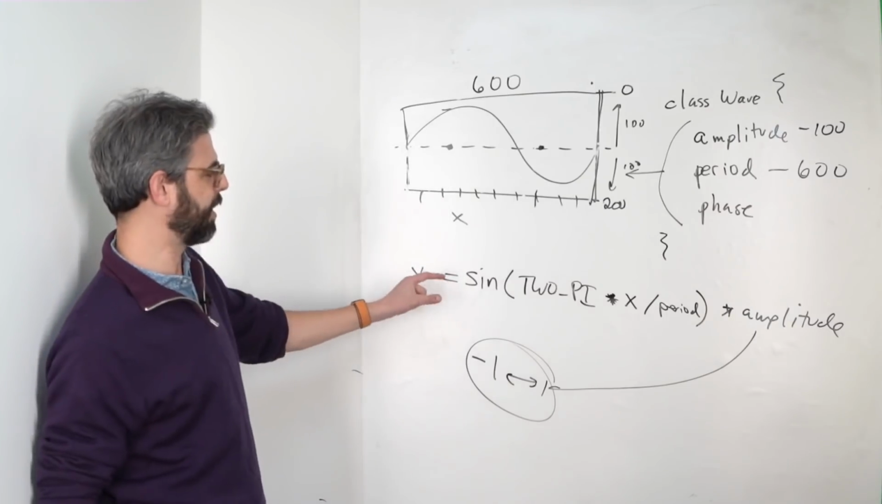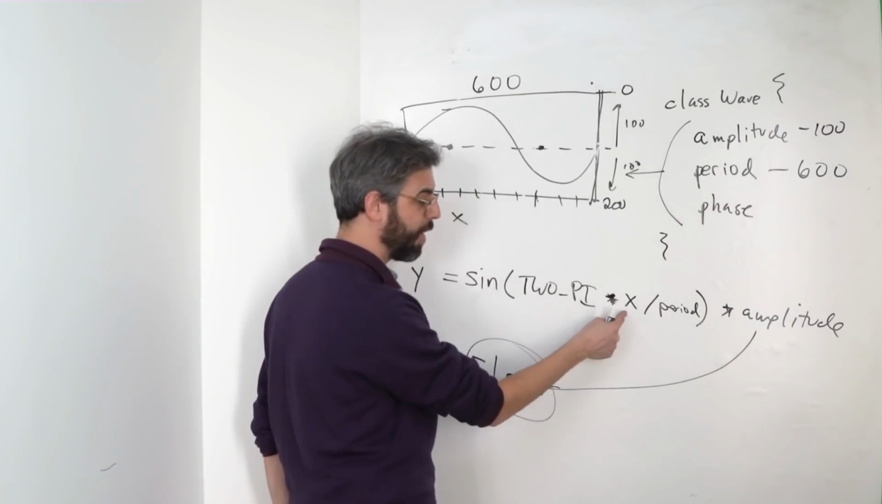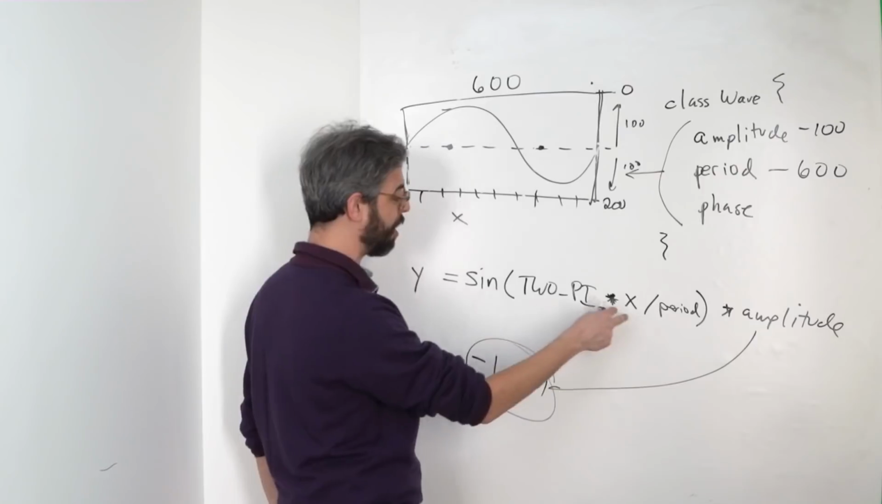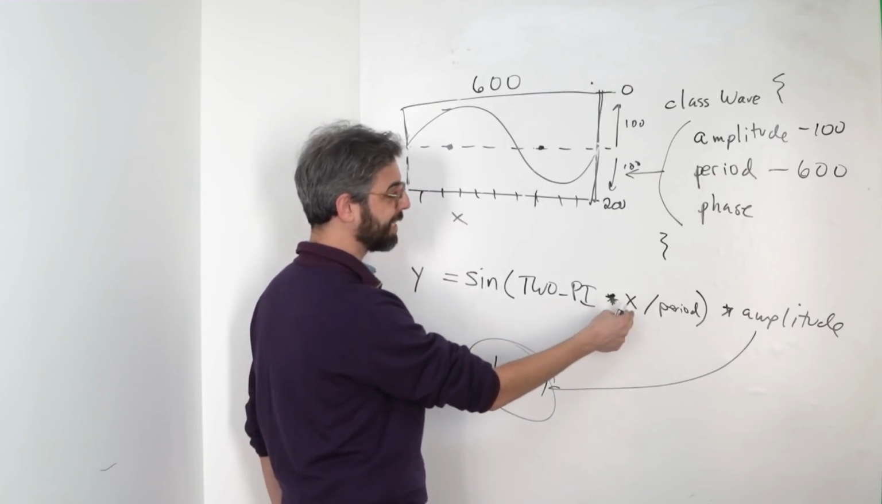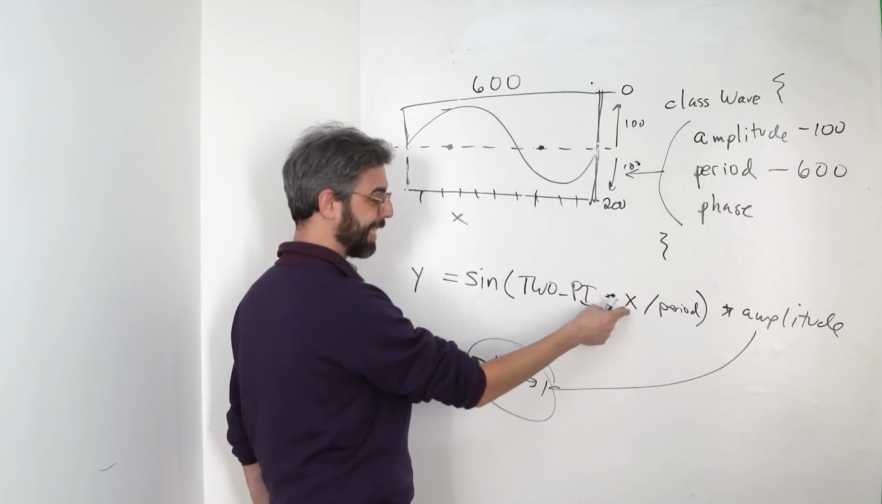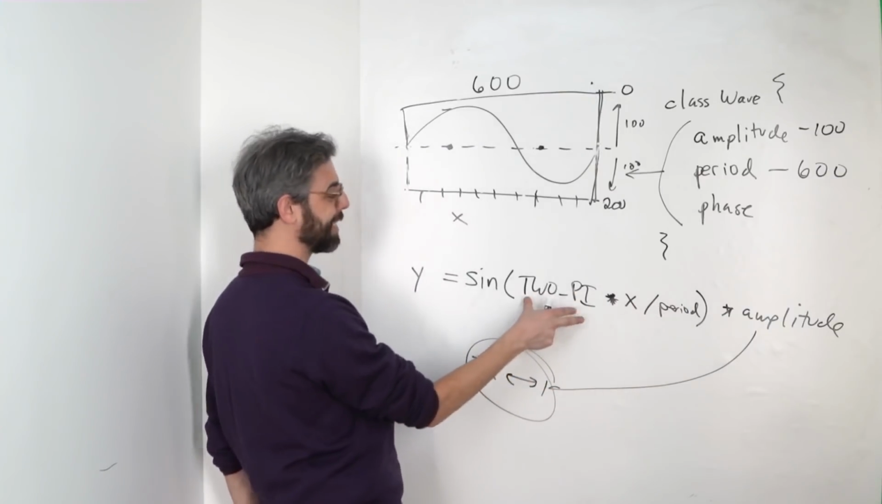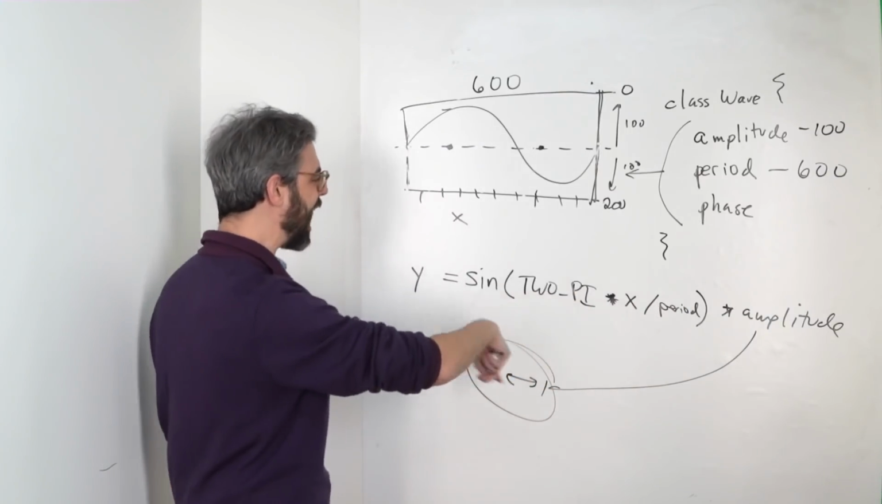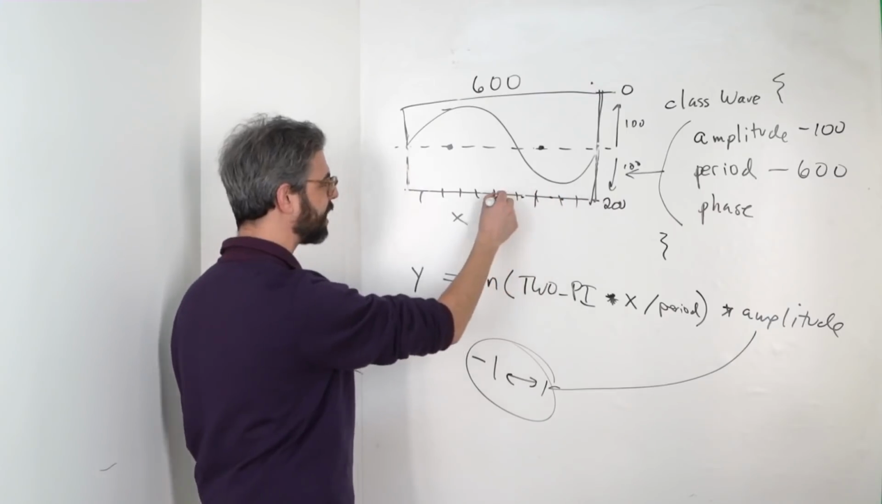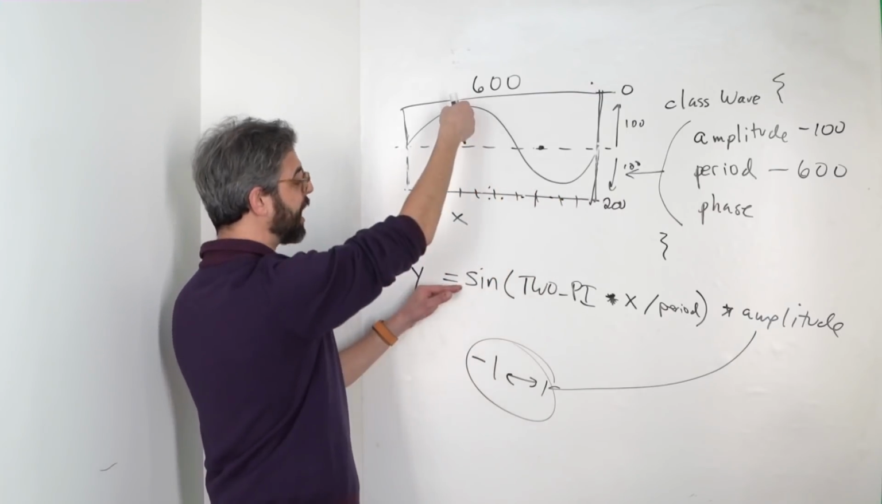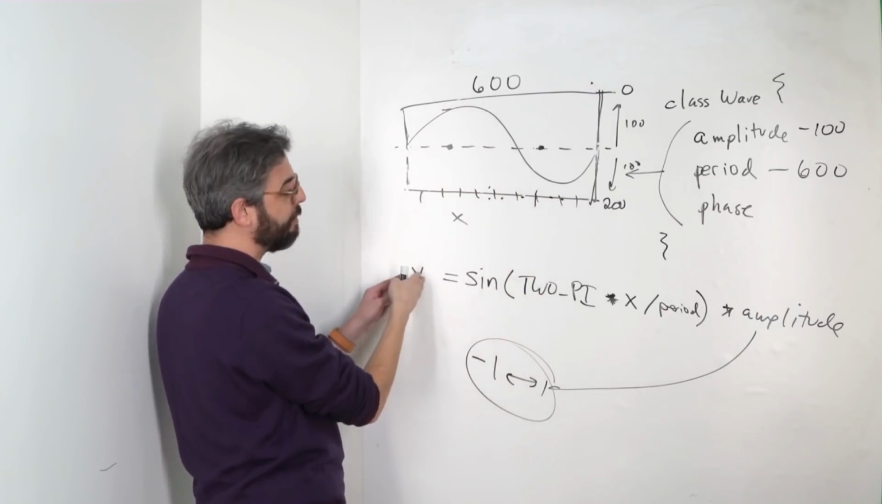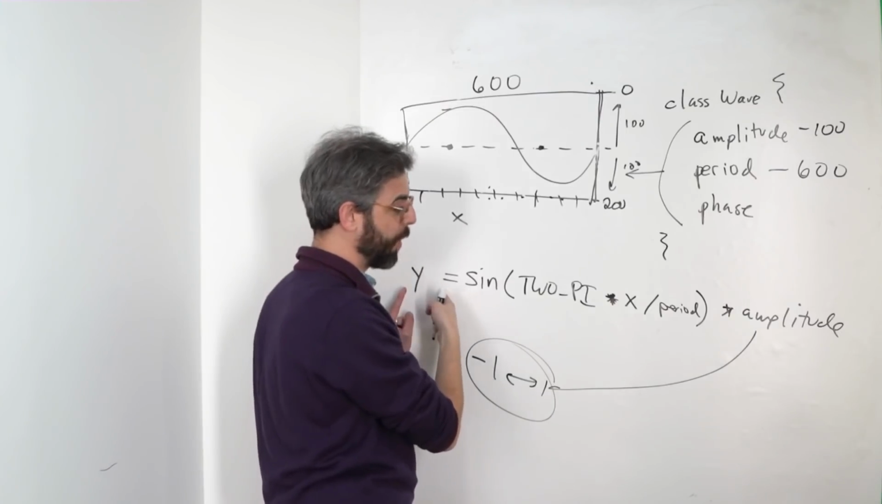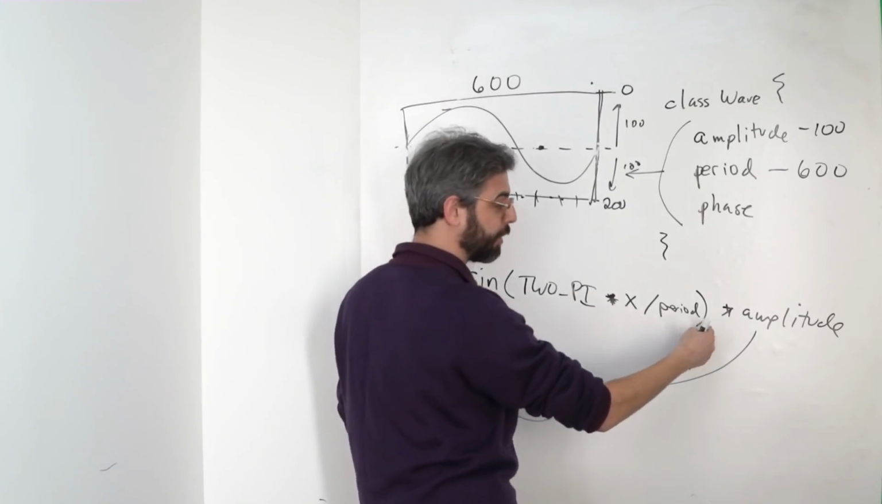Think about it. If x is 0, 0 divided by 600 is 0, sine of 0. If x is 600, 600 divided by 600 is 1, so I'm taking sine of 2 pi. So this allows me, given any x, to find the particular y value of the function given a period, and then multiplying the result of that by the amplitude.